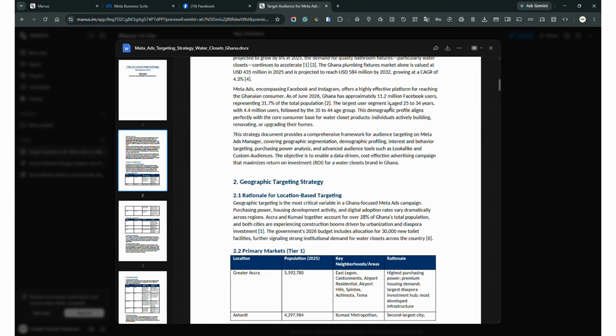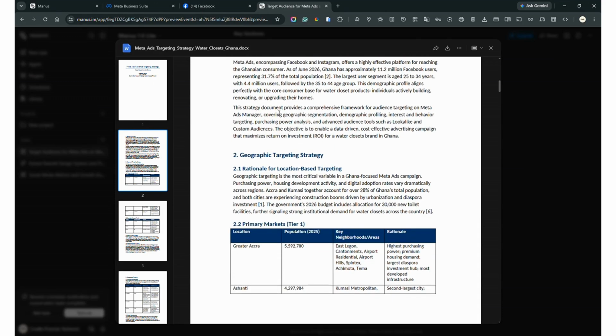So the largest user segment is age between 25 to 34. Okay, right? That's a very good one there with 4.4 million users. Okay, followed by the 35 to 44 age group. So this gives you an idea of the kind of product you should be running paid advertisements on, or the kind of service you want to render to a particular group of people. Okay, this strategy document provides a comprehensive framework for audience targeting on Meta Ads Manager, covering basically what we gave it, right?